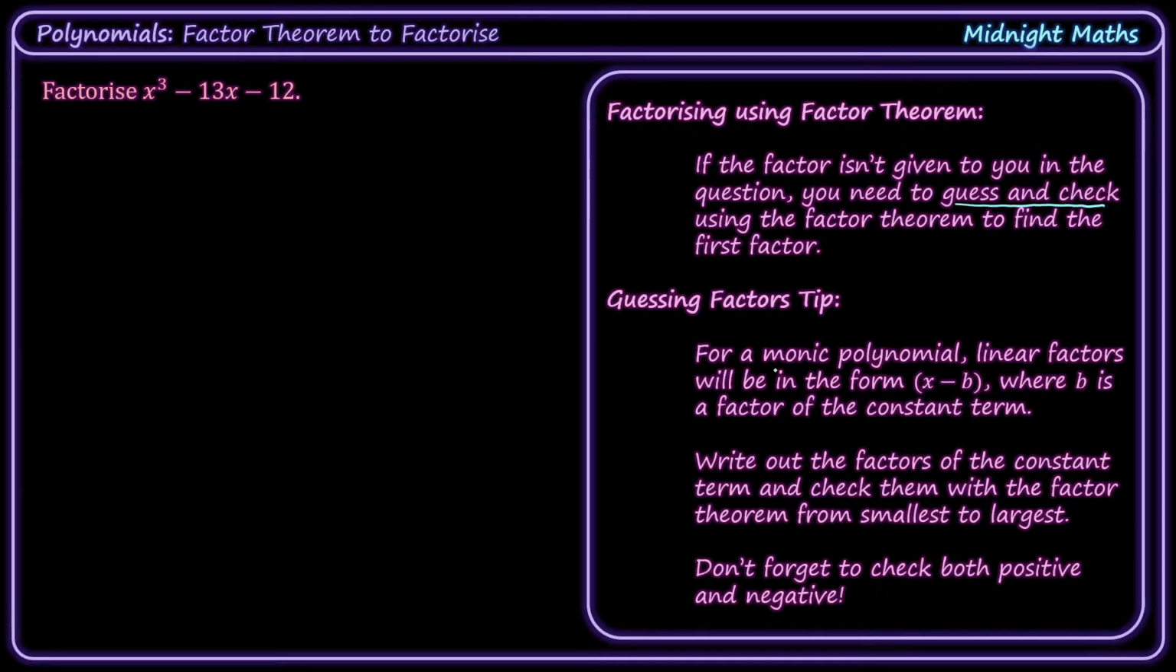So for a monic polynomial, remember monic, this is an example of a monic polynomial. The leading term is just the x, it has a coefficient of 1 in front of it. So for a monic polynomial, the linear factors will be in the form x minus b, where b is a factor of the constant term. This is the constant term, right? This is the constant. The number in the factor has to go into the constant. It has to be a factor of the constant.